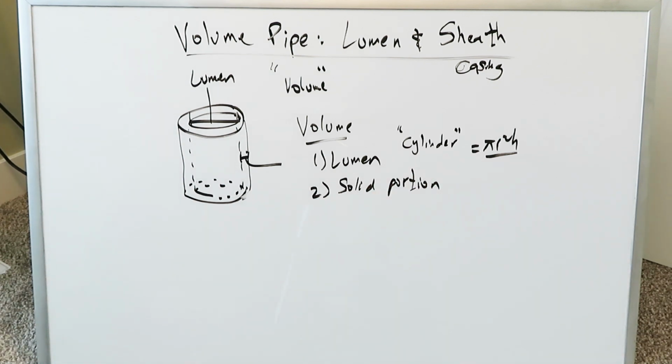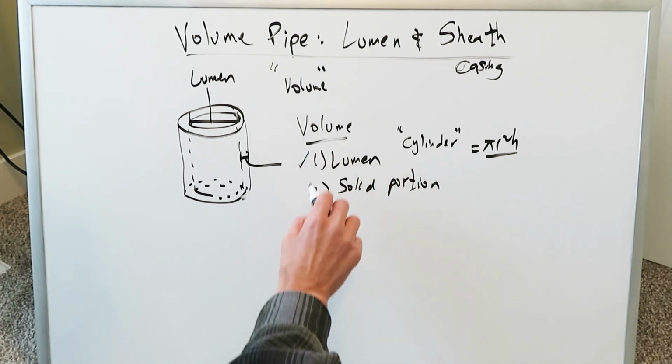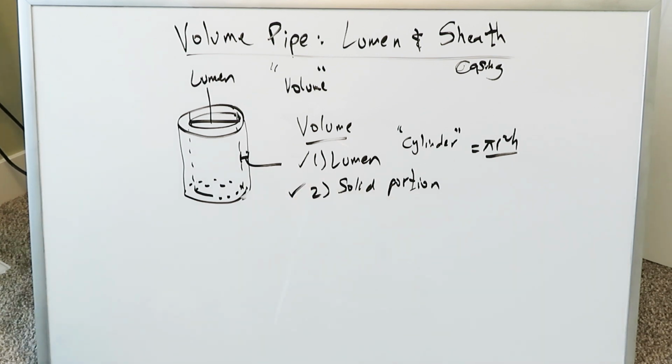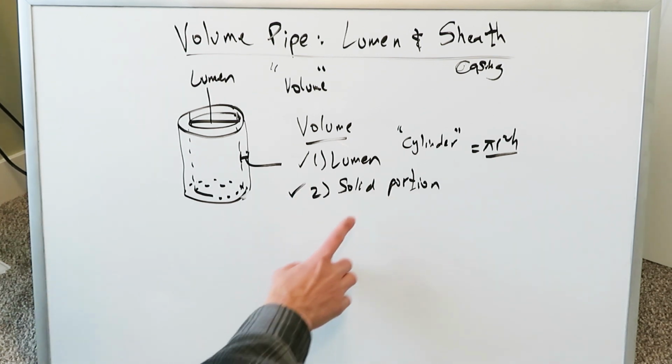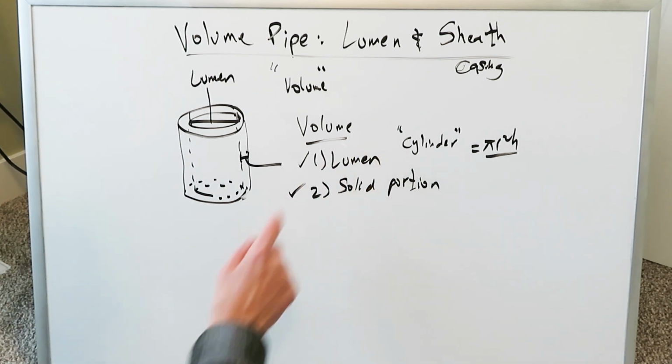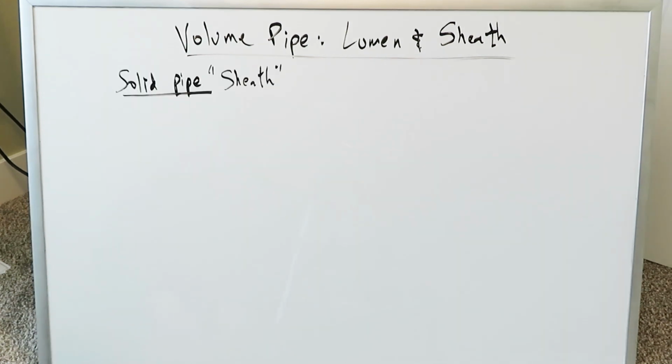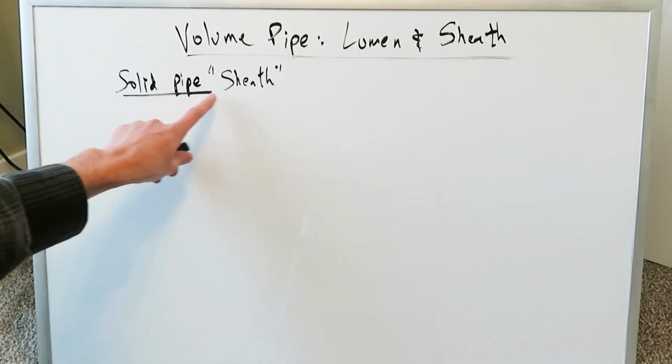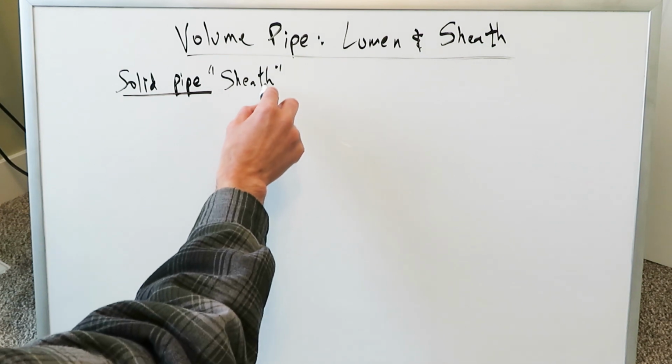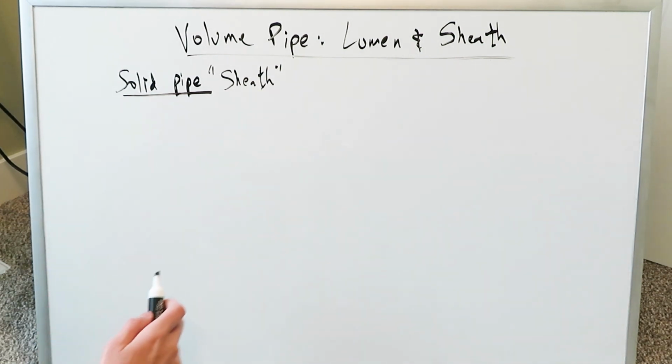How can we go about determining the lumen volume and the solid portion volume? We will do the solid portion volume first, then we'll show you the lumen volume. For that same pipe, let's look at the solid portion of the pipe, which I'm calling the sheath or the casing or the layering of that pipe.